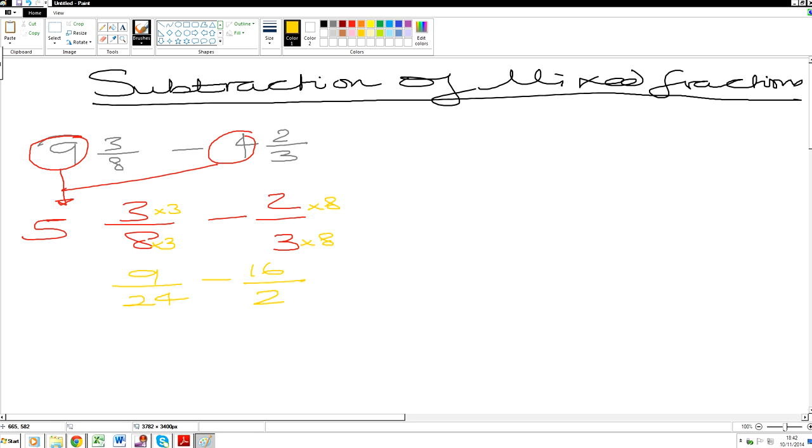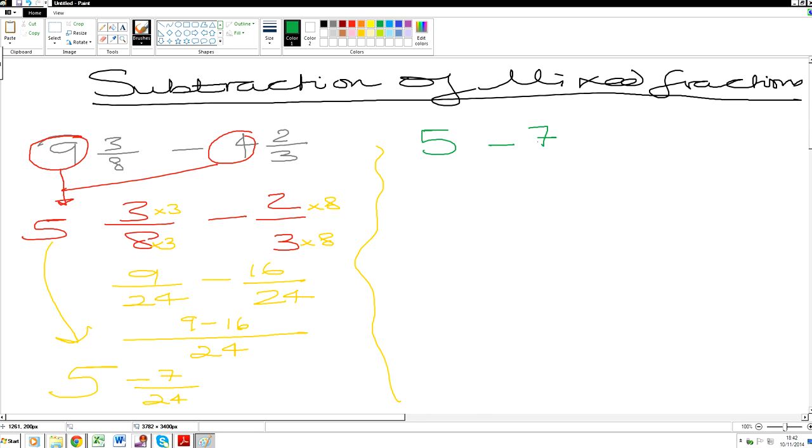Okay, this is what I want to show you now. So we've got 9 take away 16 over 24. Now, what's 9 minus 16 over 24? So minus the negative. Go on then, give it to me. Negative 7. Yeah. Negative 7 over 24. And what do we have in the first place? We had a 5. So let's just start again over here on this side. 5 minus 7 over 24.